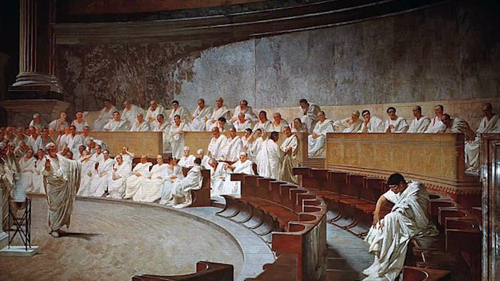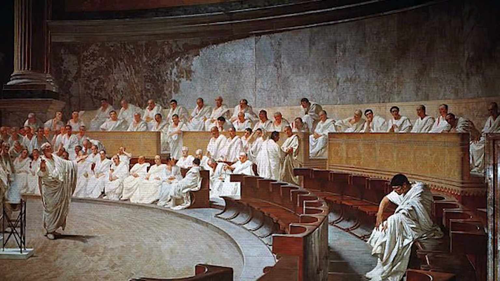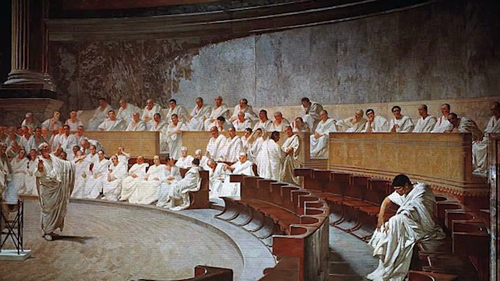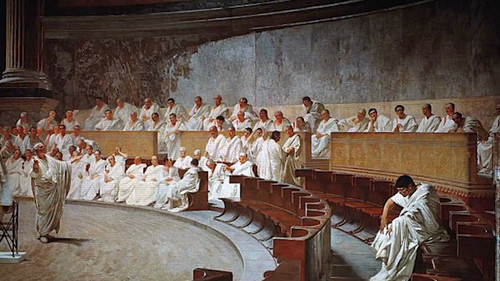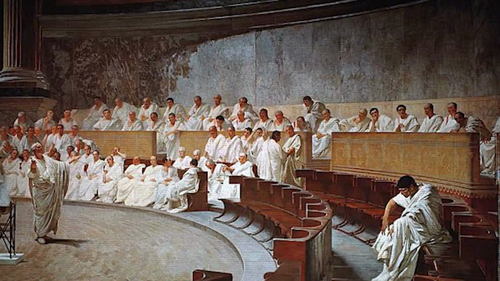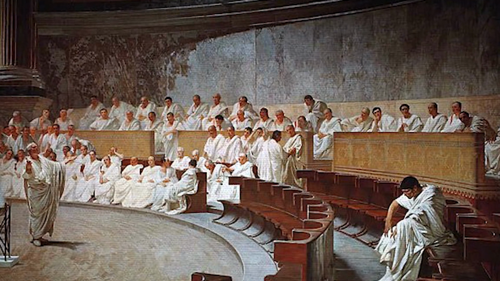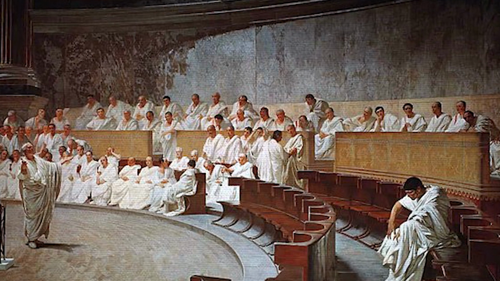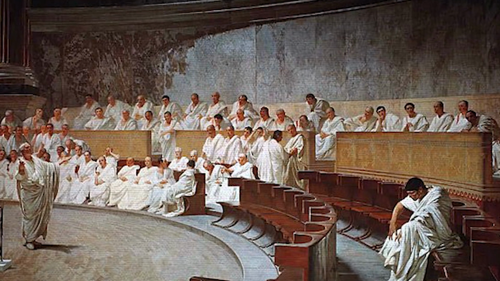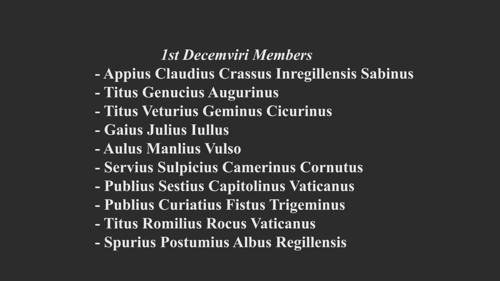And so, finally, in 451 BCE, the two newly elected consuls, Appius Claudius Crassus Inregillensis Sabinus and Titus Genucius Augurinus, both resigned along with all other magistrates and plebeian tribunes. This meant that there were only two fonts of political power within Rome. They were the newly created Decemviri and the Senate. The Decemviri consisted of 10 different patrician men. I'm not even going to attempt to pronounce all those Latin names.